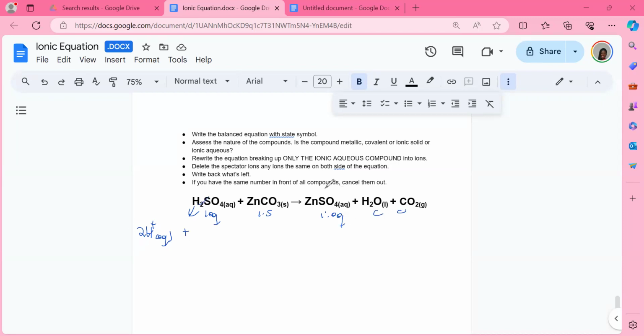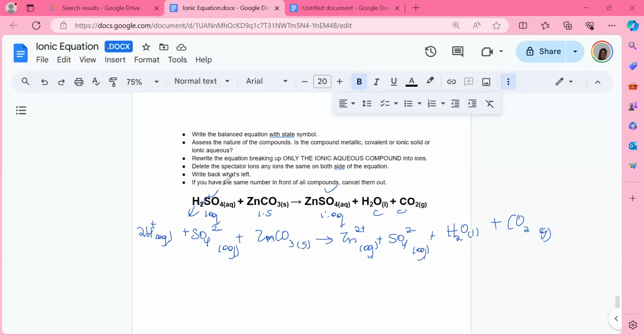So we're going to break up these compounds only into ions. So that gives me SO4 2 minus aqueous. I write back the zinc carbonate as is because I'm not breaking that up. And then zinc ion plus SO4 2 minus ion gives me water and carbon dioxide.